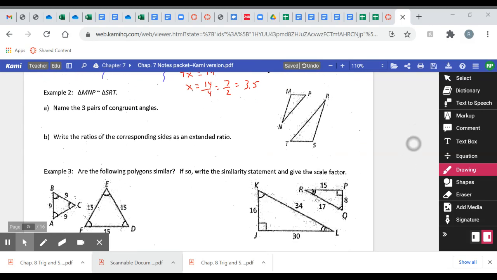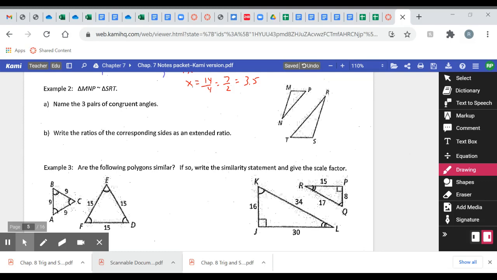Okay, next up, example 2 says that these two triangles are similar to each other. Name a pair of congruent angles. So again, first letter, I know angle M is congruent to angle S. Middle letter, angle N is congruent to angle R. And last letter, angle P is congruent to angle T. If you prefer to mark that on your picture as you go, that would be fine. M and S, and N and R, and P and T.